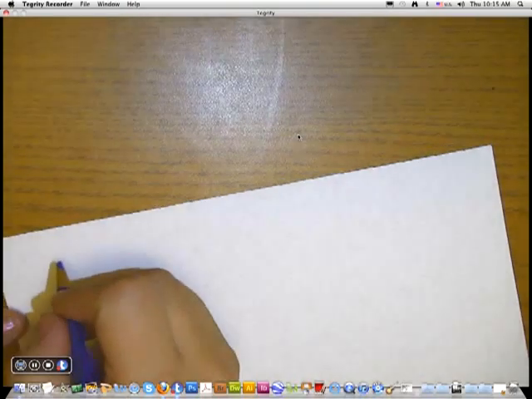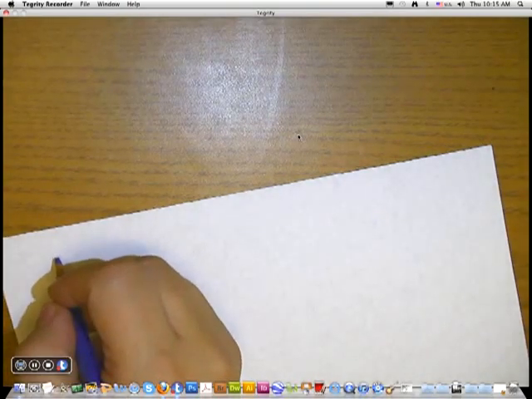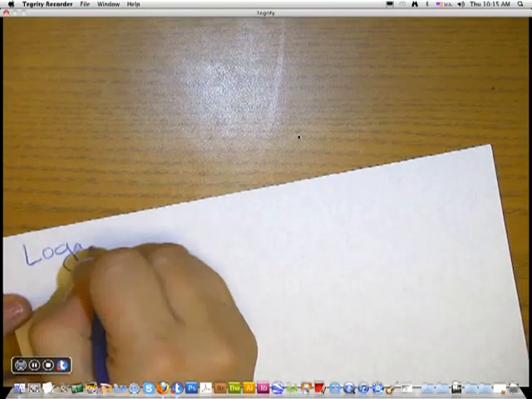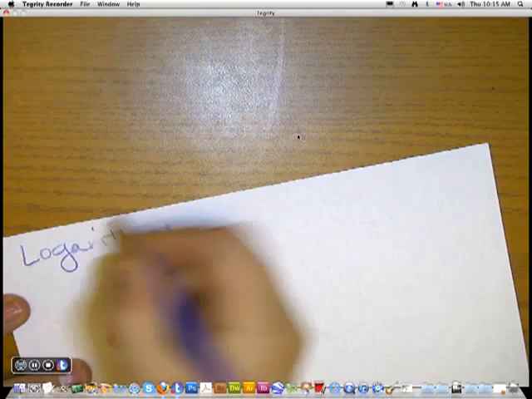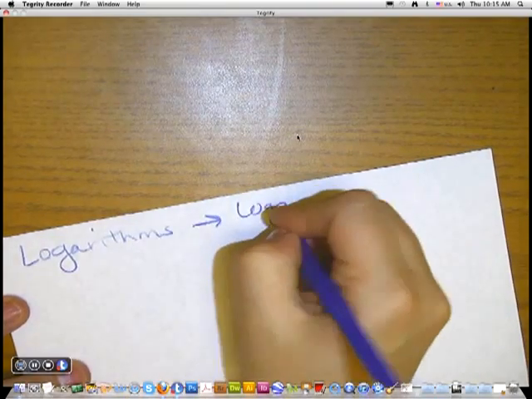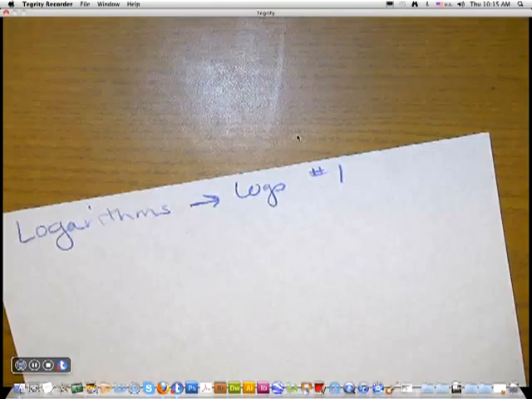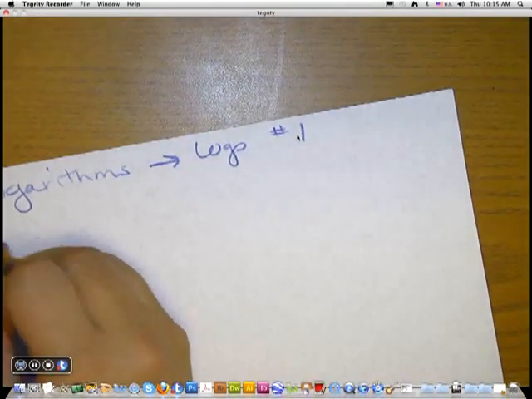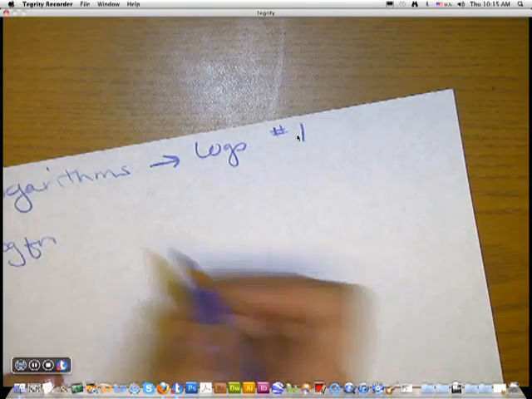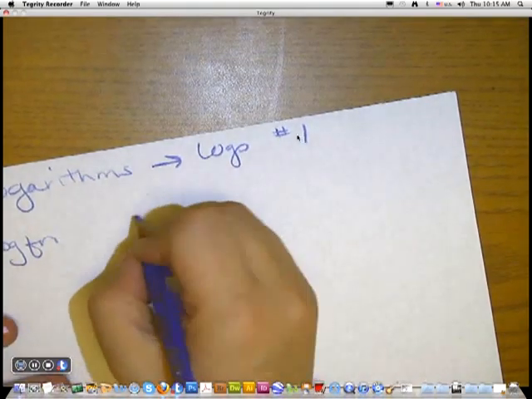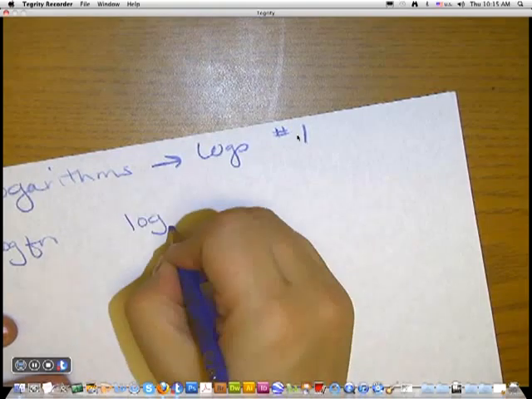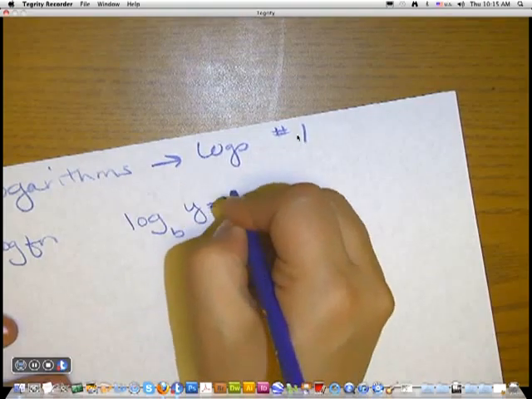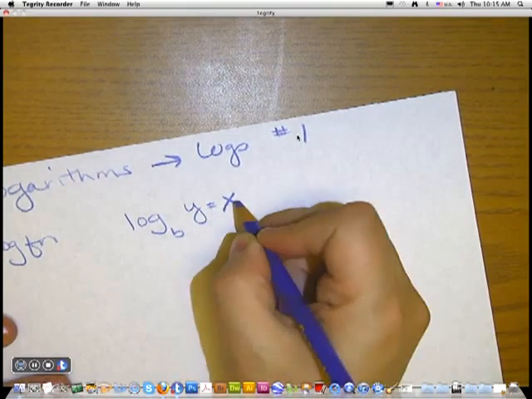All right. Now we're going to move on to exponentials' inverse, and those are called logarithms. For short, we call them logs. So we're going to do logs number 1 today. And first of all, a log function. A log function is a log base b of a y value is x.